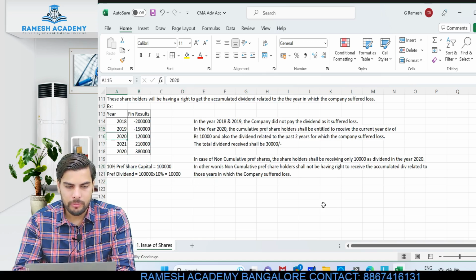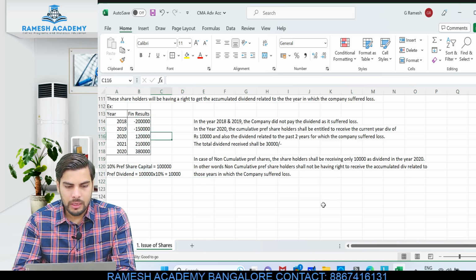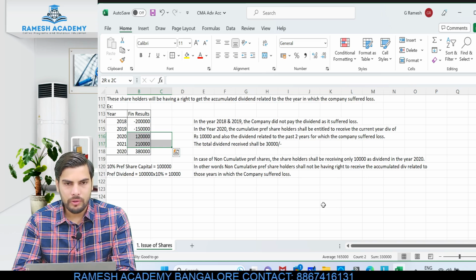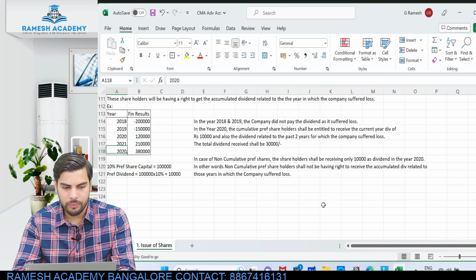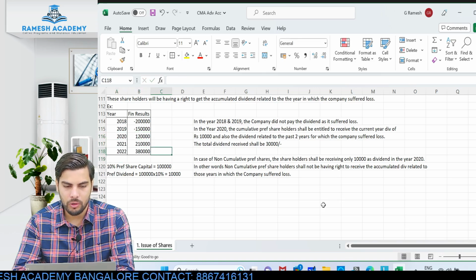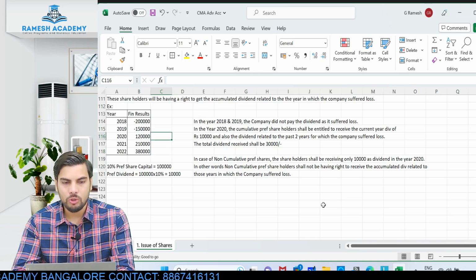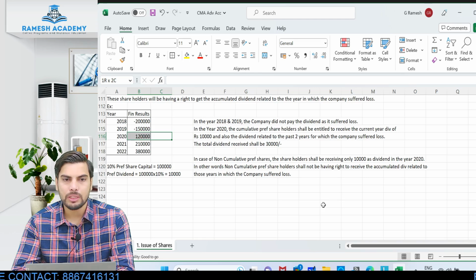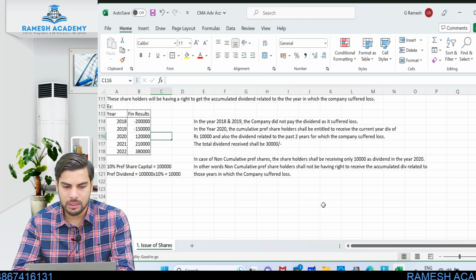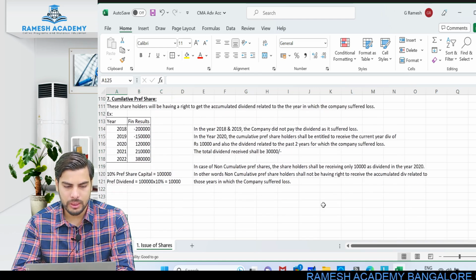So non-cumulative preference shareholders, if you see, would have received only 10,000 rupees in the year 2020, 10,000 in the year 2021, 10,000 rupees in the year 2022. In 2022 also they would have received only 10,000. If it is a cumulative preference share, nothing would have been received in the loss years, but in the year 2020, along with the current year dividend of 10,000, they would have received 20,000 rupees relating to the past years' dividend also. So totally they would have received 30,000 dividend. Hope you guys understood this. Clear about cumulative preference shares?